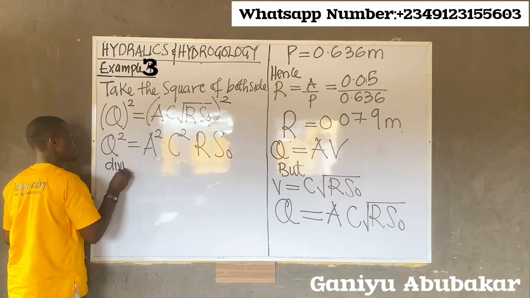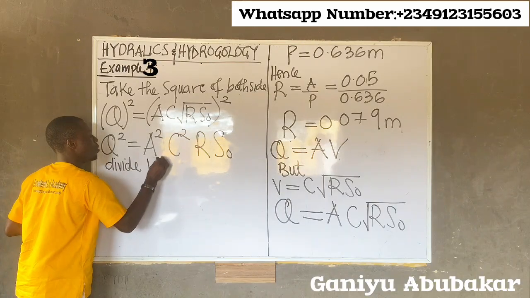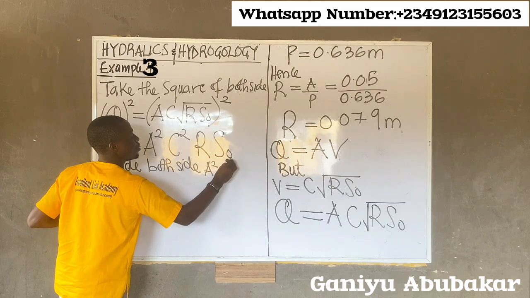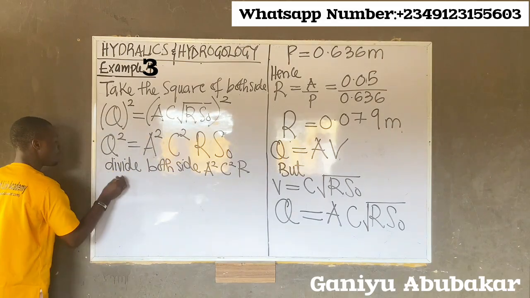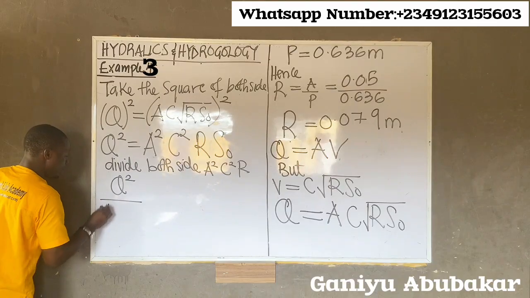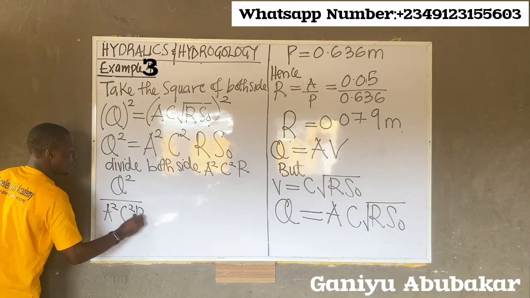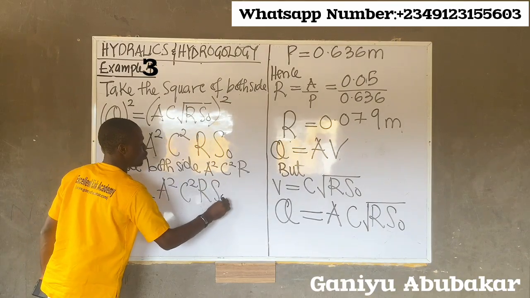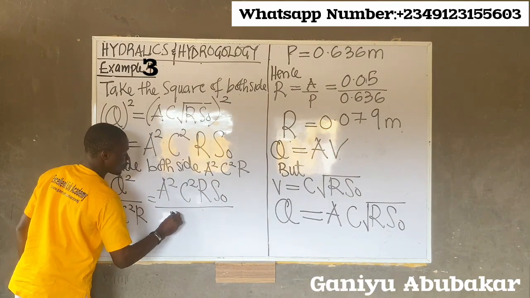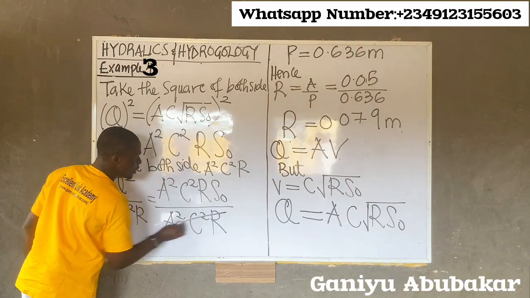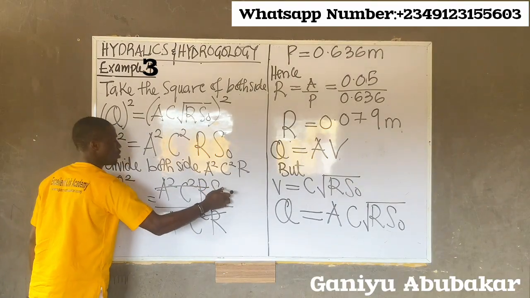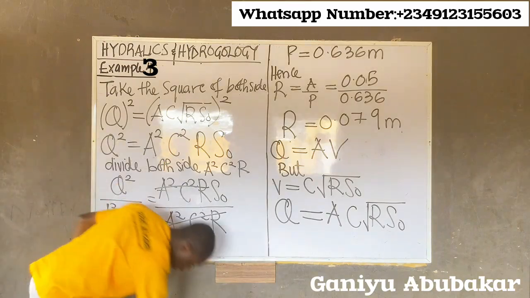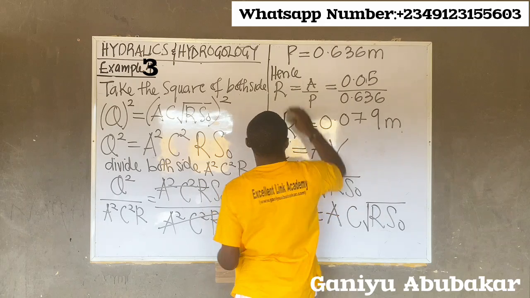So I'll divide both sides by A square, C square, and R. So I'll have Q square over A square, C square, R equal to A square, C square, R S naught all over A square, C square, R. This cancels this. So S naught is now equal to Q square all over A square, C square, R. Let's get the value of S naught.